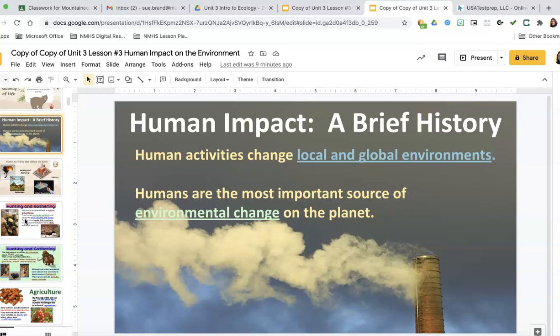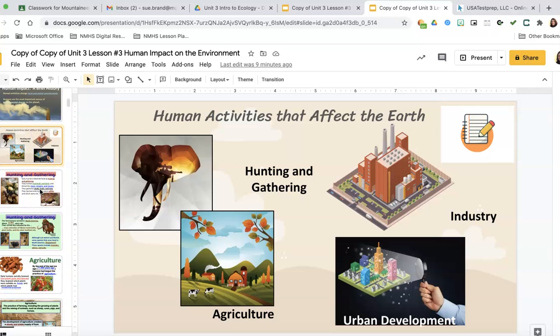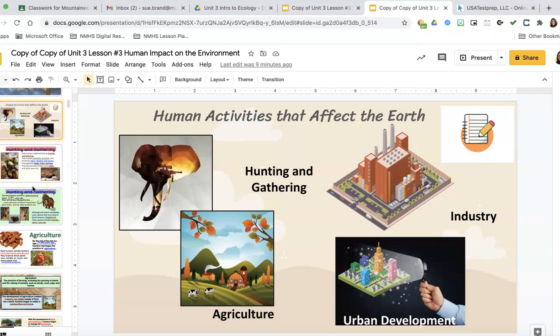Let's talk about the history of human impact. So human activities change local and global environments. Humans are the most important source of environmental change on the planet. Some activities that affect the earth are hunting and gathering, agriculture, urban development, and industry.